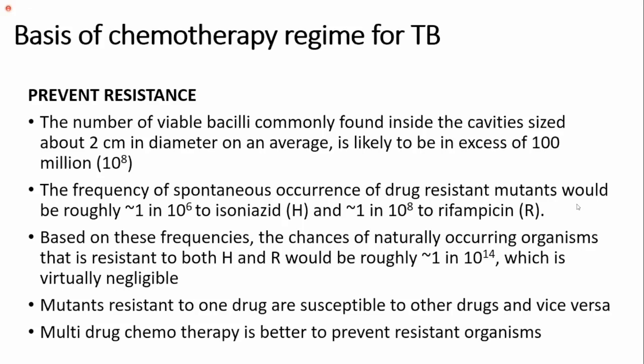So the chemotherapy strategy that we use with combination therapies in the treatment of tuberculosis is to combine two medicines so that the number of bacilli resistant to both is reduced to about 1 in 10 to the power 14, which is a very negligible amount. This is one of the key strategies that we are trying to achieve with chemotherapy in the treatment of tuberculosis.